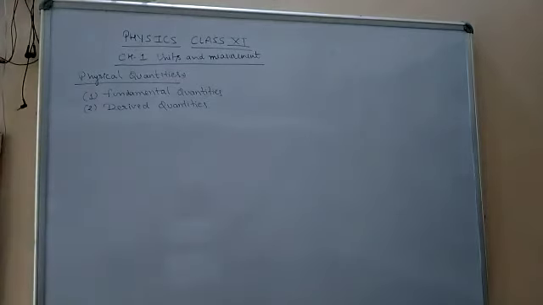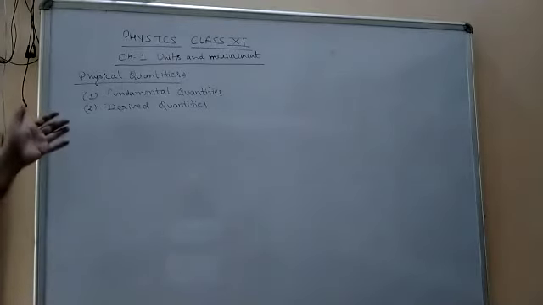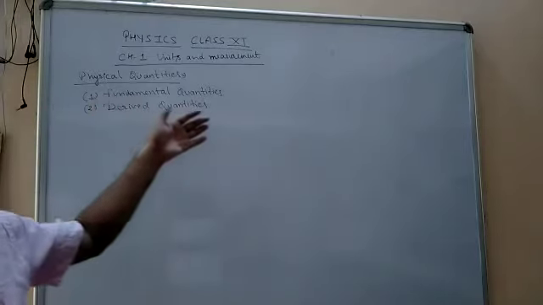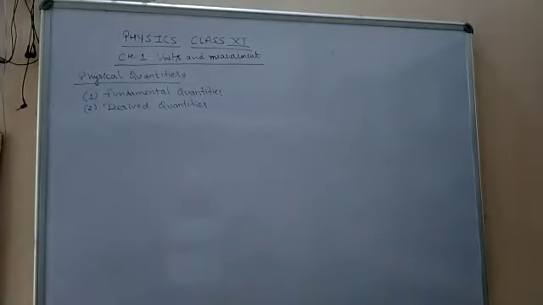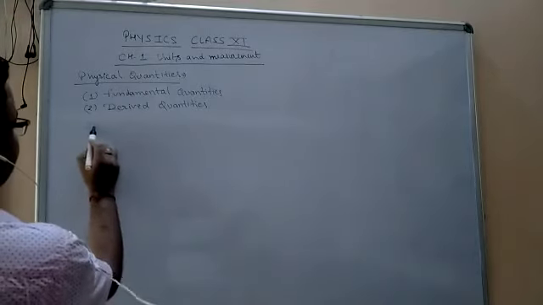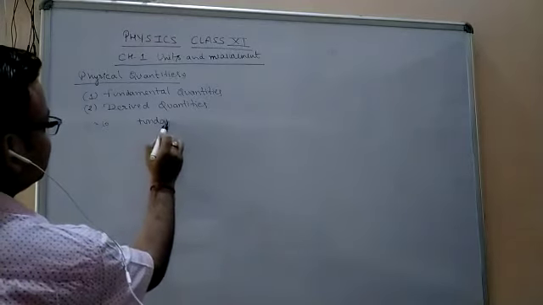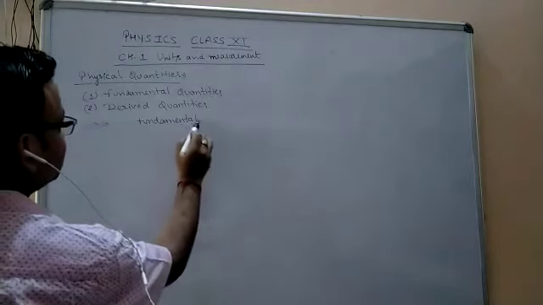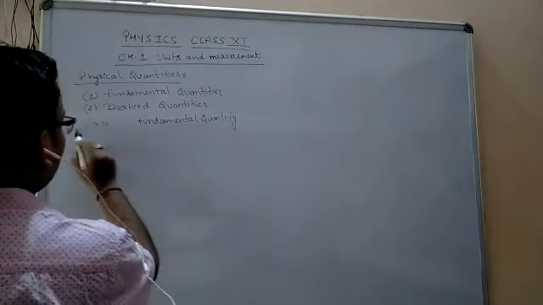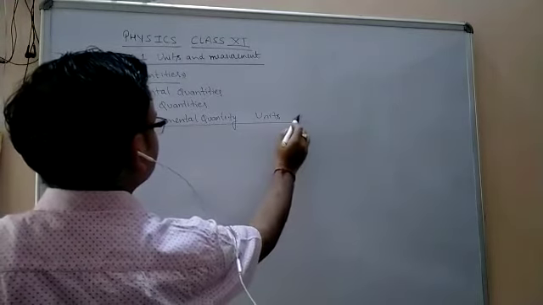Now we describe the fundamental quantities. Fundamental quantities are the basic quantities. There are 7 fundamental quantities and the units of fundamental quantities are known as fundamental units. Just like we study the fundamental quantities by the given table: fundamental quantity, its unit and its symbol.